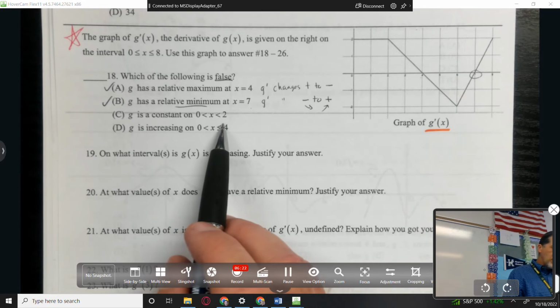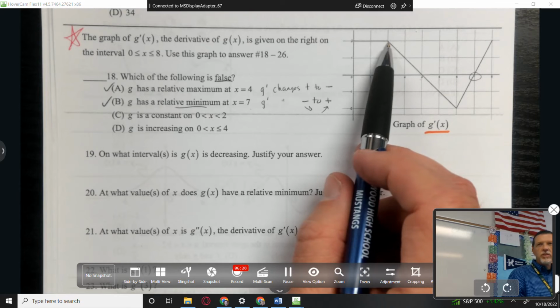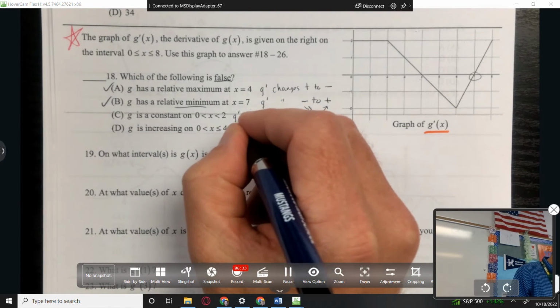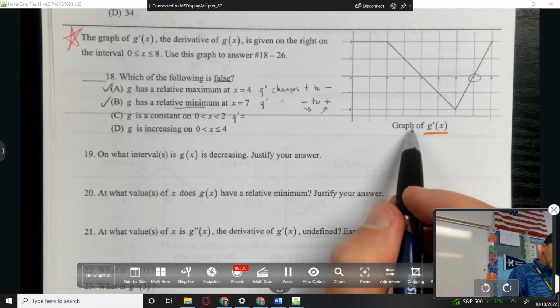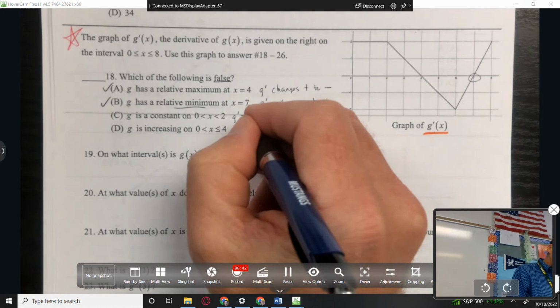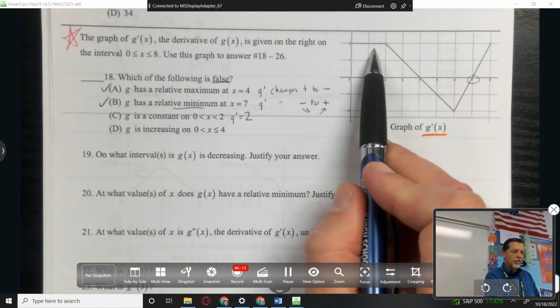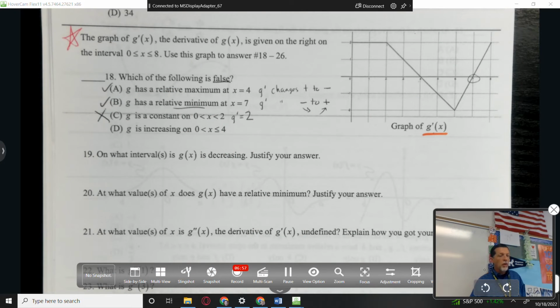G is constant on 0 to 2. What's G prime on 0 to 2? 0? Nope. What's G prime on 0 to 2? 2. So what does that tell me that G is doing on 0 to 2? Increasing. In fact, it has a slope of 2. That's just a line with a slope of 2 from 0 to 2. So C is not right. G prime is constant on 0 to 2, but G is increasing because G prime is positive.